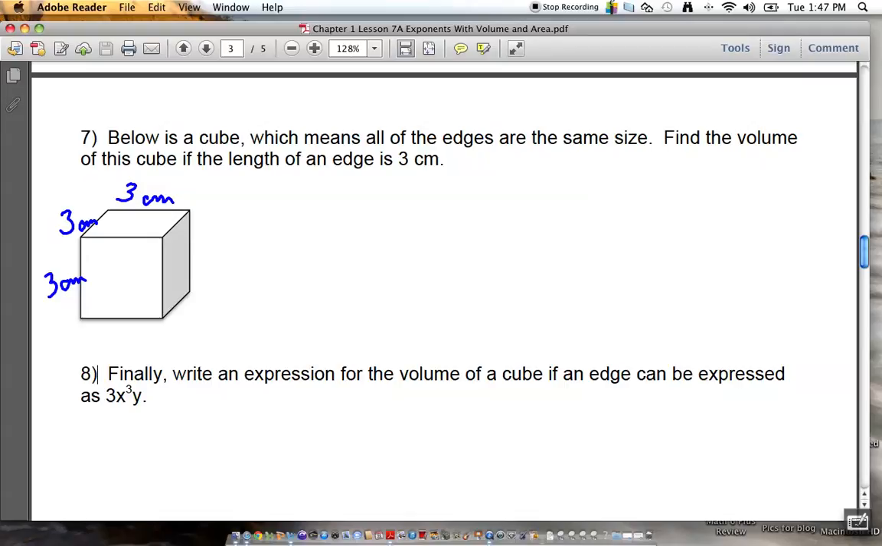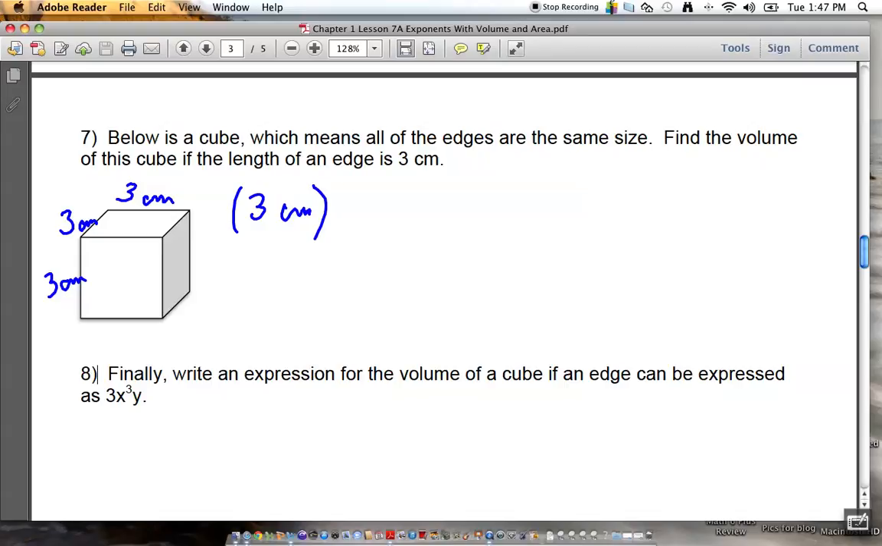Derek, what do you think? 27. Rach, do you agree? No, I say 27 centimeters to the third. Does anybody agree with either Derek or Rachel? Oh, Derek, man, they got you outvoted on this one. All right. Ready?